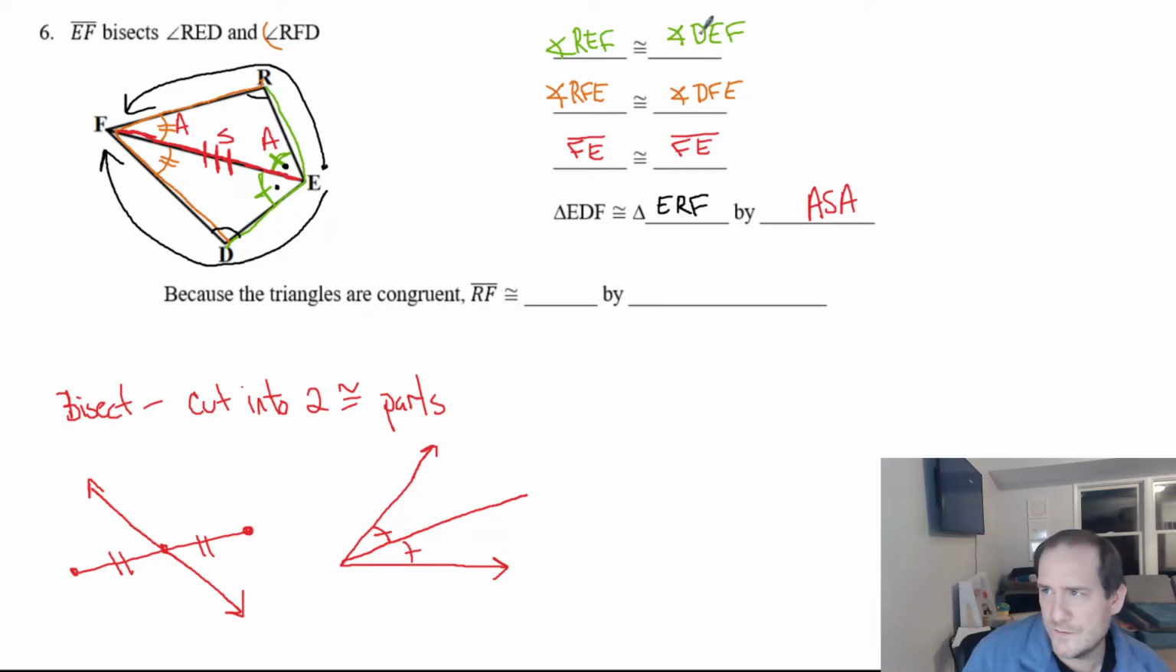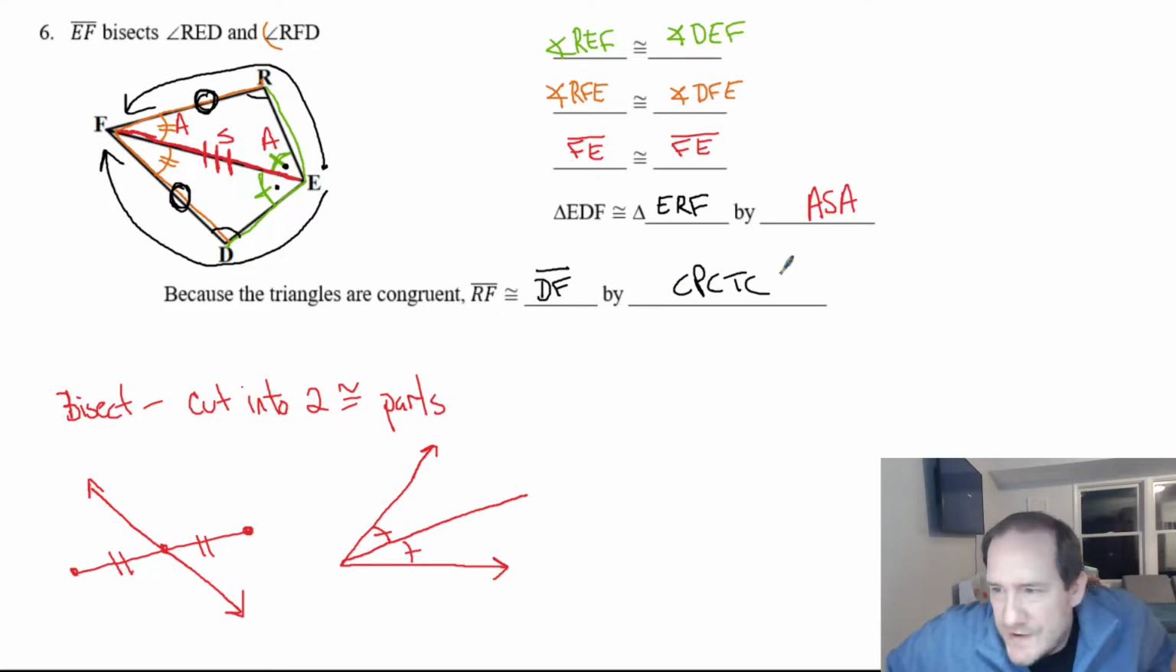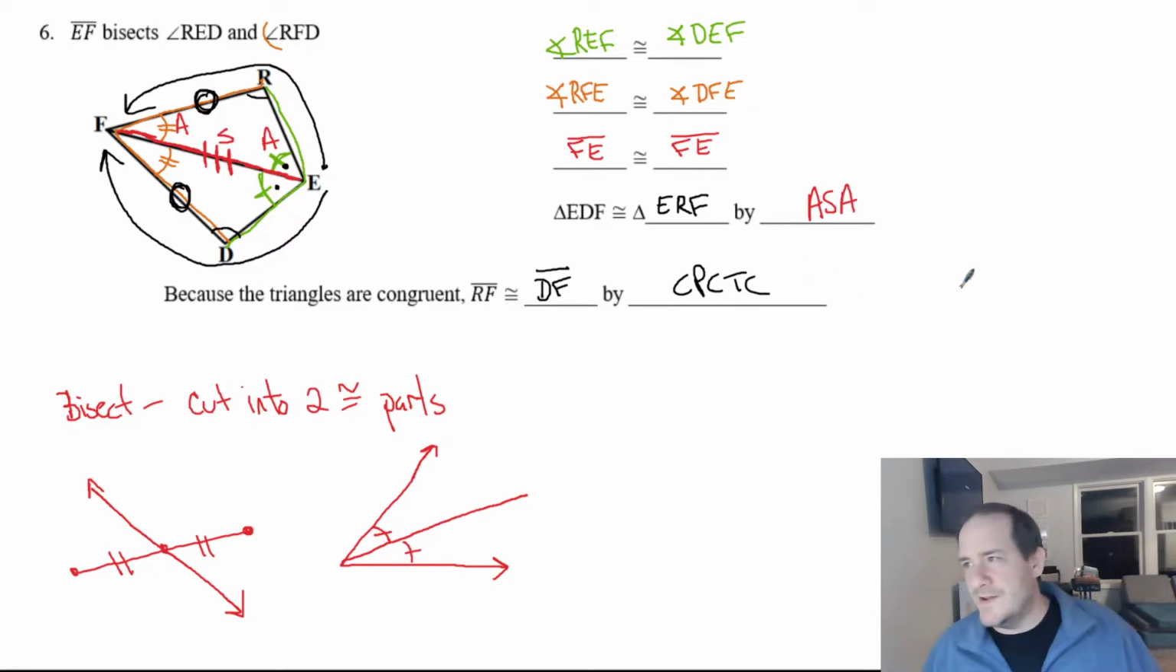But that's it. We found our corresponding parts. We named our triangle. We gave the reason as ASA. And now they're just going to ask us about a CPCTC thing again. They're saying, who's RF congruent to? Well, if RF is this guy, it's going to be congruent to this guy. Those are the corresponding parts. And if they're saying RF, you better say DF for the other part. And you got to remember the hat, and it's CPCTC. So that's it. That's number 6 down. We can move on to 7.